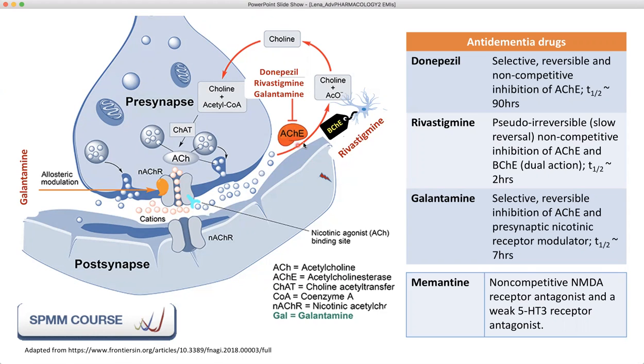It blocks acetylcholinesterase as well as butyrylcholinesterase. So you see rivastigmine having dual action for both of them. So these are the mechanisms of action. Remember, donepezil is selective, reversible, non-competitive. Rivastigmine is sometimes called pseudo-irreversible because it's slow. It takes longer time to reverse the actions of rivastigmine, even though its half-life is short. So rivastigmine is pseudo-irreversible. Galantamine is like donepezil, it's selective and reversible.